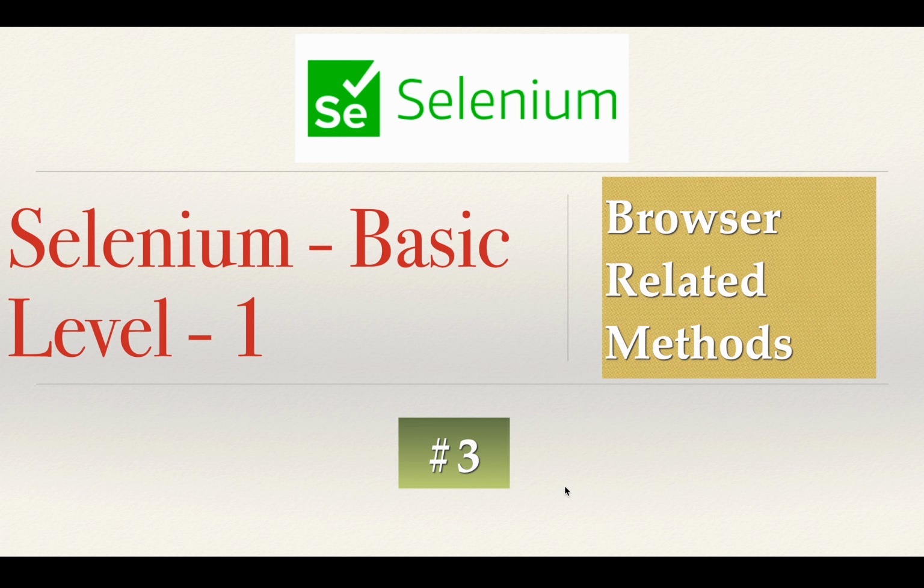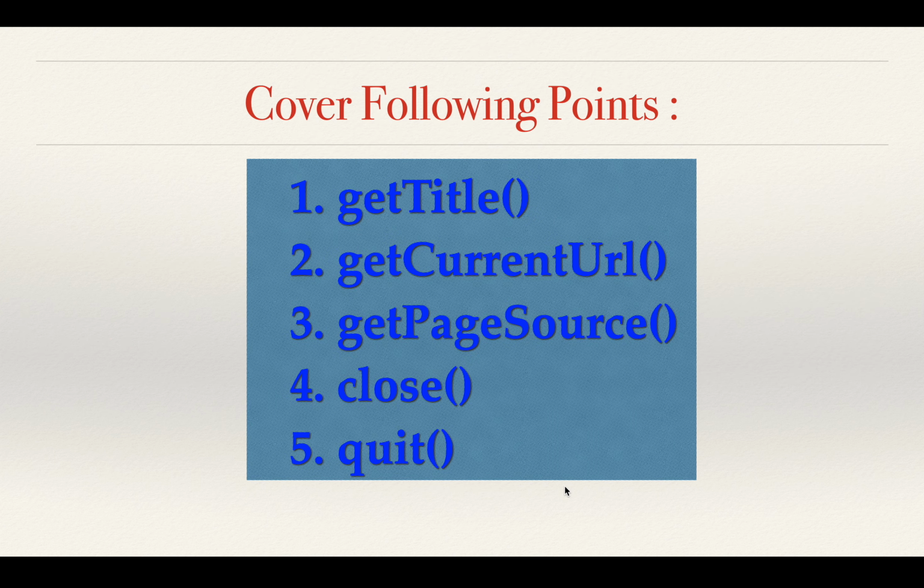Those are these 5 methods, where the first one is getTitle, second is getCurrentUrl, third is getPageSource, fourth is close, and fifth is quit. All these 5 methods are totally related to the browser itself. There is no connection with the web page, so they are directly associated with the browser only. Now let's see the practical part.